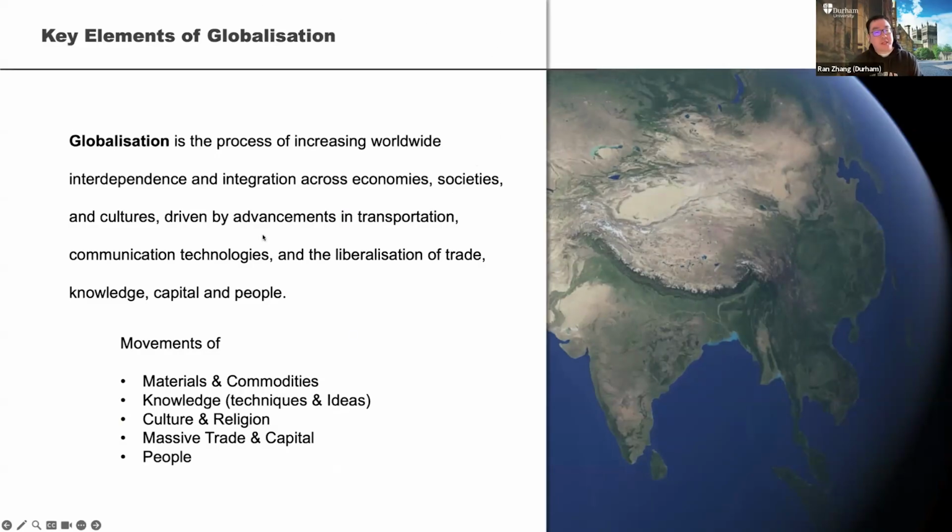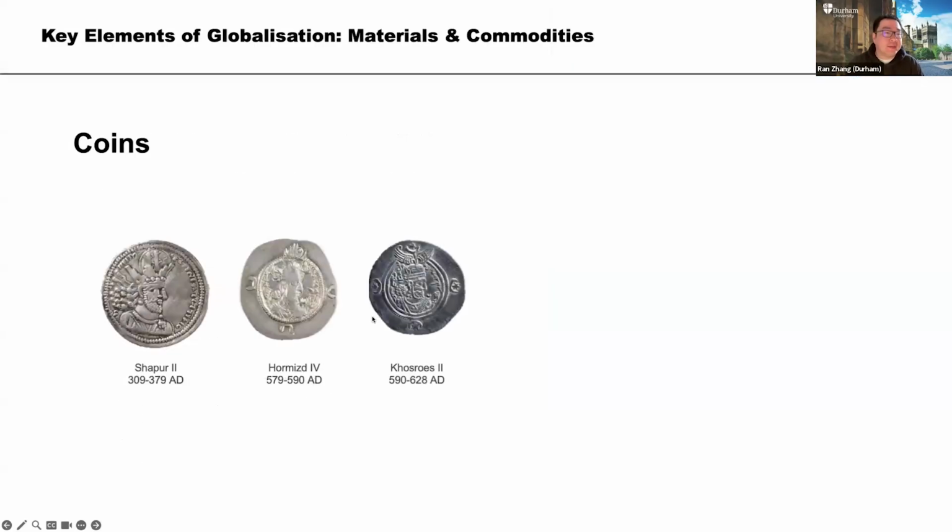Globalization is very difficult to define. But at least we can see some elements, like movements of materials or commodities, movements of knowledge, like culture and religion, massive trade and capital, money. And then eventually, yes, we can see the movement and immigration of people. So archaeologically, we can show all those aspects through our archaeological finds.